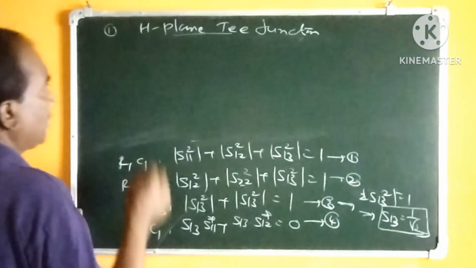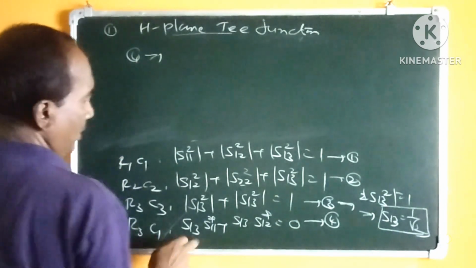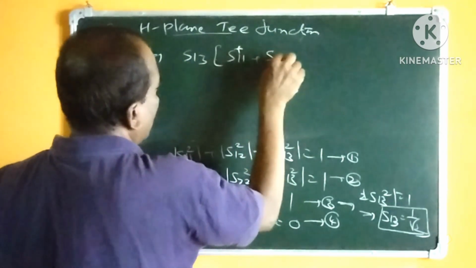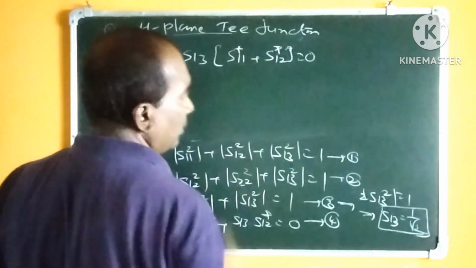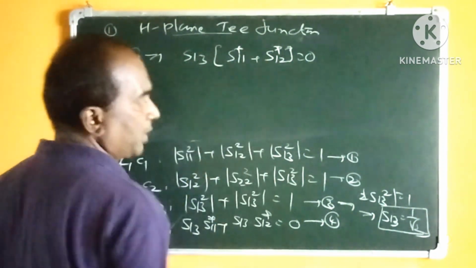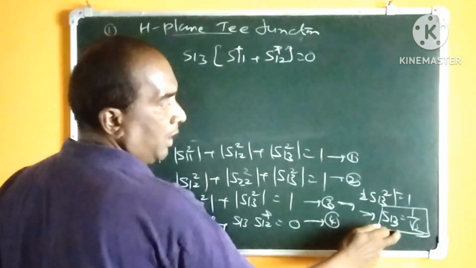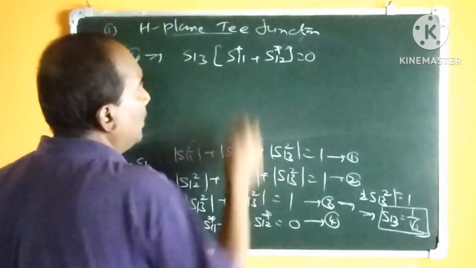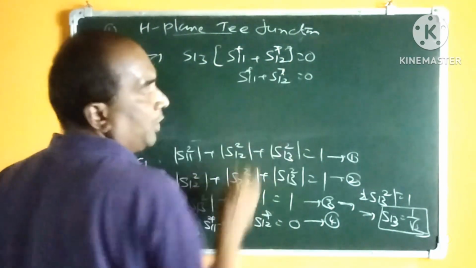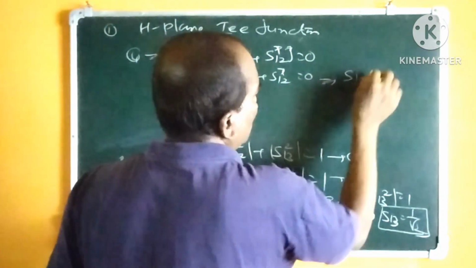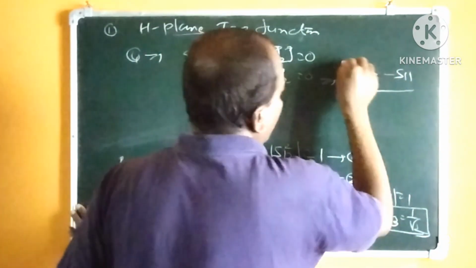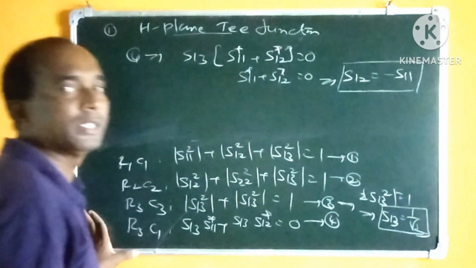Now from equation 4 it implies S13 into S11 complex conjugate plus S12 complex conjugate will be equal to 0. Either S13 is 0 or S11 complex conjugate plus S12 complex conjugate equals 0. But S13 is not equal to 0 because it is already derived as 1 by root 2. Therefore, S11 complex conjugate plus S12 complex conjugate equals 0, which implies S12 will be equal to minus S11, or S11 equal to minus S12.